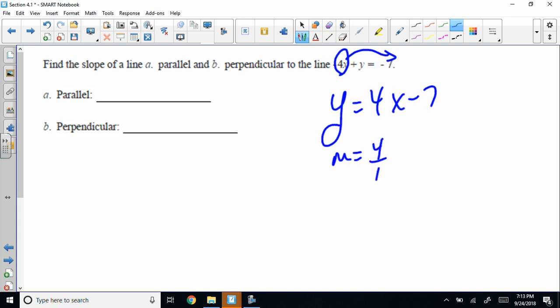Y'all agree? So if you're going to have lines that are parallel, then slopes are the same. Good. So the slope for the parallel line would be 4, right? And the slope for the perpendicular would be the opposite or negative reciprocal, right? So this is a positive. That would be a negative, and that's 4 over 1, which switches to 1 over what? That's right, negative 1 over 4. Any questions?